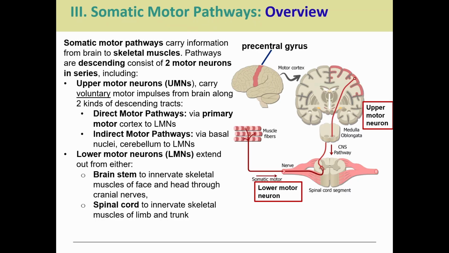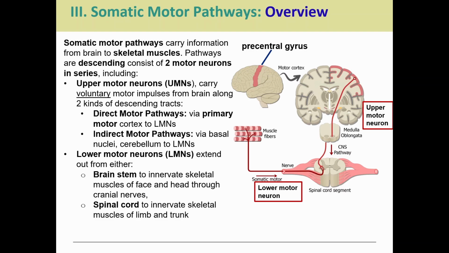So the somatic motor pathway is taking information from the brain to the skeletal muscles, and so it's a descending pathway. It's descending from the central nervous system to the effector, in this case skeletal muscle. And we have 2 motor neurons found in a series. We have one stemming from the brain and moving down through the spinal cord, and then the motor neuron taking that from the spinal cord to the actual muscle cell. And so those first ones are the upper motor neurons. They're carrying those voluntary impulses from the brain down, and they can carry it through one of 2 pathways, either a direct motor pathway or an indirect motor pathway.